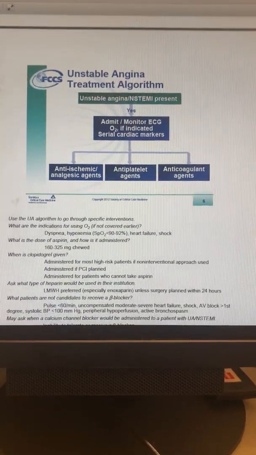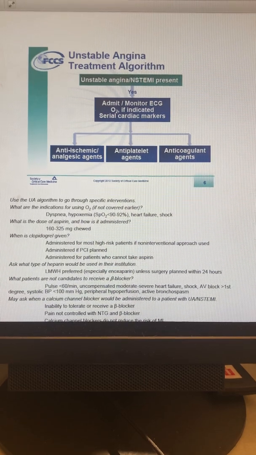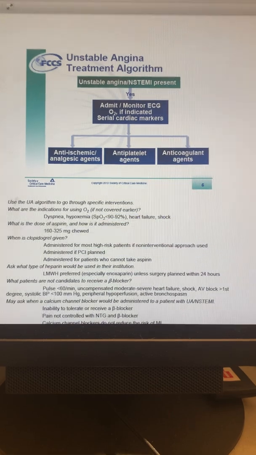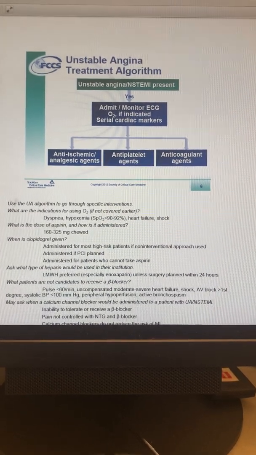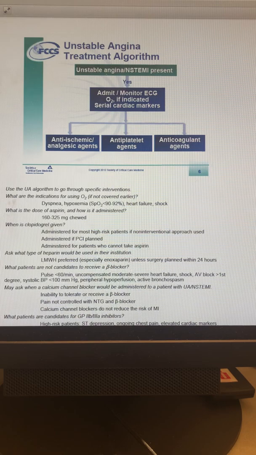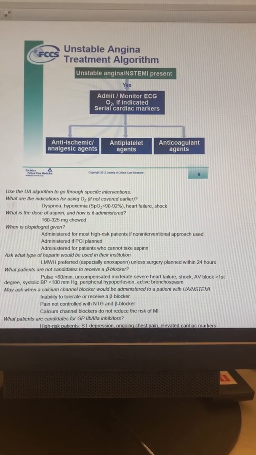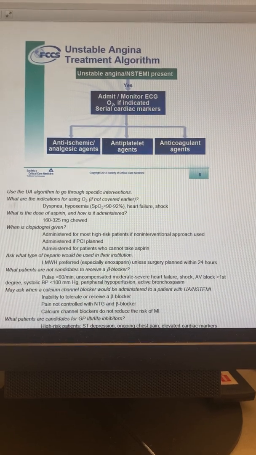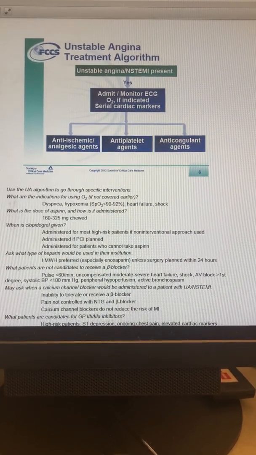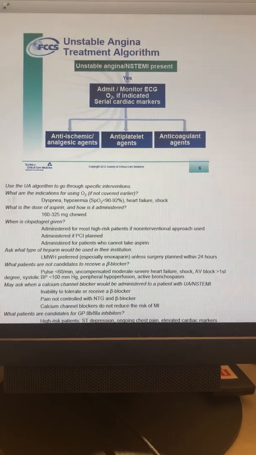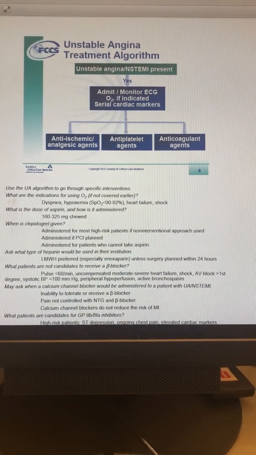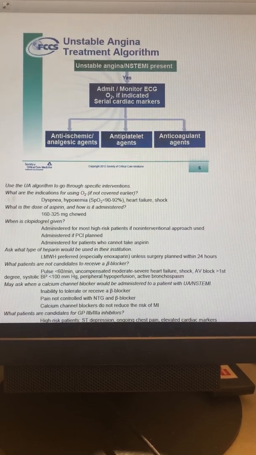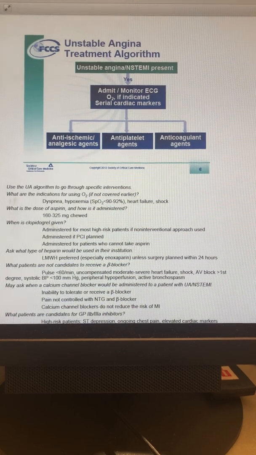So moving on to the next, that algorithm talks about unstable angina treatment algorithm. You admit the patient, we put them on the monitor, we talked about the oxygen, the serial cardiac markers, we gave him these 3 categories of medications, and the question is, when do we give him Plavix? We give him Plavix if we think they're not going to get a heart cath, because that's part of the treatment if you're going to treat him conservatively.